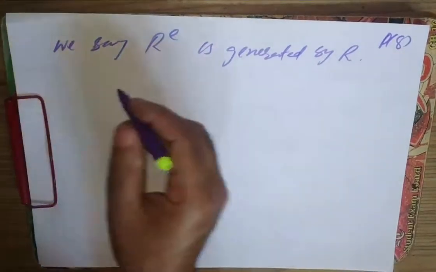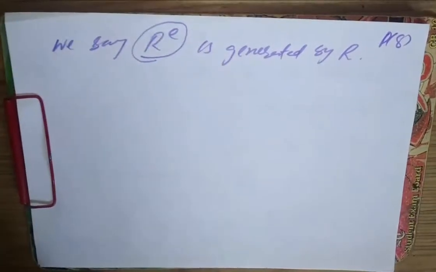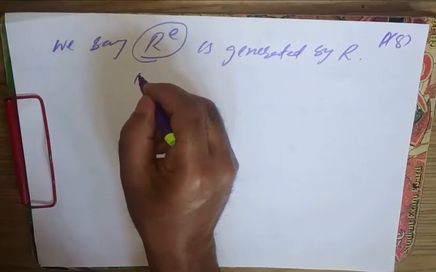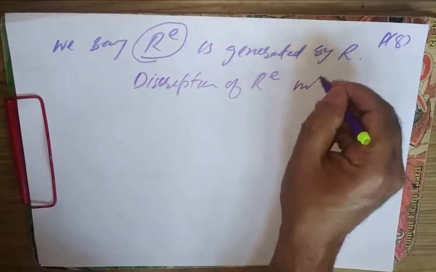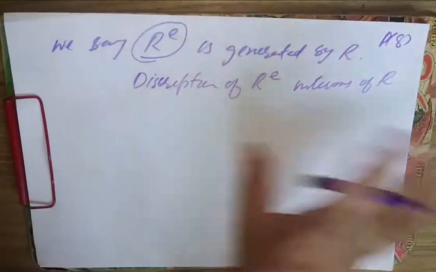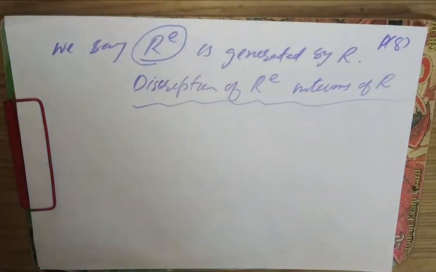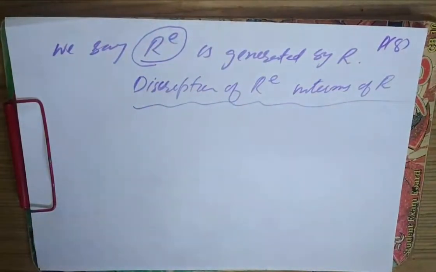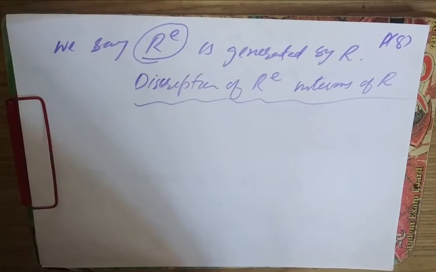So let's try to describe this R^e in terms of R. What's the relation between the relation R^e and the relation R? So we try to describe this R^e. Description of R^e in terms of R. So there should be something between R^e and R. That's very important in semigroup theory, actually. Let's try to discuss the description of R^e in terms of R.